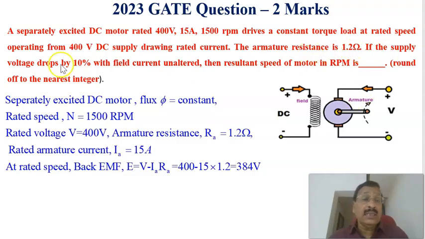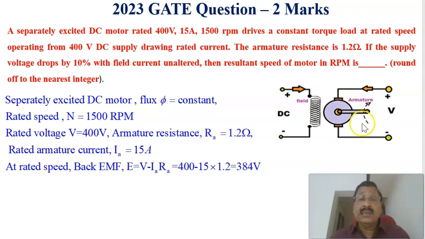If the supply voltage is reduced by 10%, with the field current unaltered, that is, the field current is not changed, then what is the resultant speed of the motor? At the rated voltage, the speed was 1500. When the voltage is reduced by 10%, what is the speed of the motor, keeping the field current the same? The resultant speed in RPM is to be rounded off to the nearest integer.